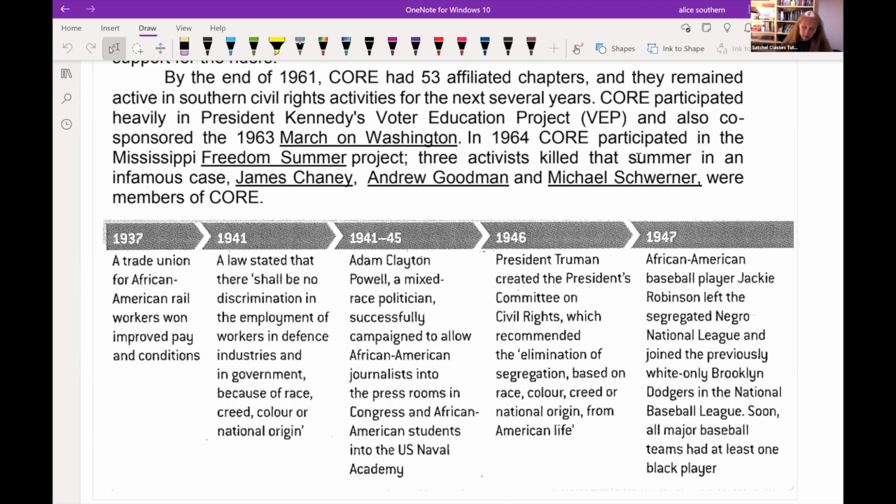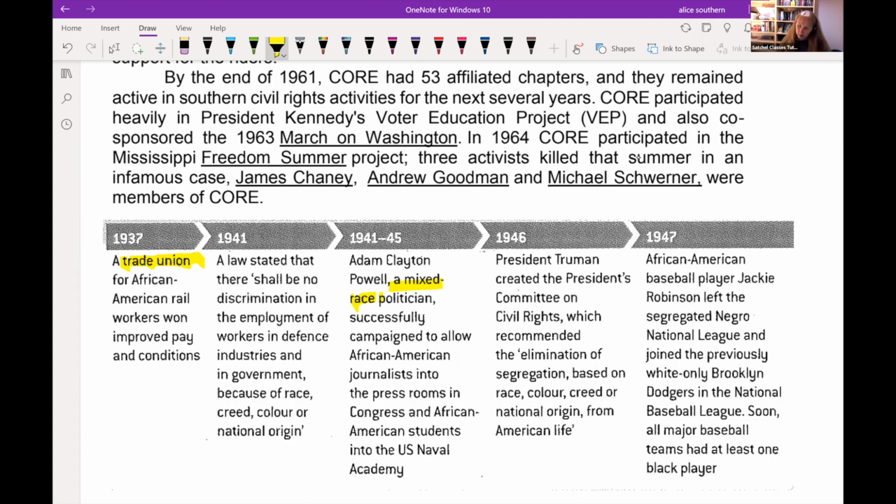So in 1937, we've got a trade union for African American rail workers, right? So they've got support there, somebody fighting for their rights. There shall be no discrimination in the employment of workers in defense industry. So that's what we were talking about at the beginning. We've got a mixed race politician campaigning to allow African American journalists into the press rooms. It's crazy to us, isn't it, that they weren't allowed into press rooms. All the press were white.